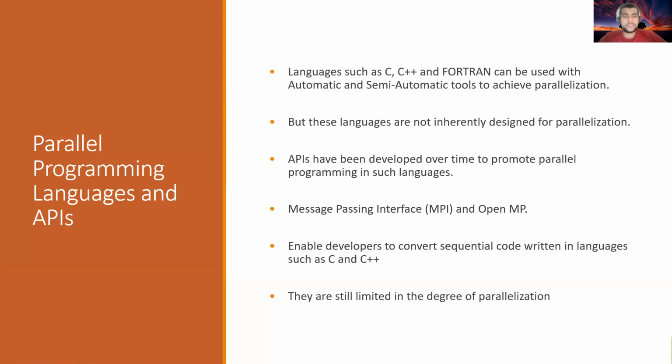Okay, so this is the best option that we have: parallel programming languages and APIs. So languages such as C, C++, and Fortran have been written sequentially traditionally, and they are used with automatic and semi-automatic tools to achieve parallelization, but it's still not as great as you would want in today's world. So now there are a lot of different APIs and frameworks that are used with these languages, because these languages on their own cannot achieve that.